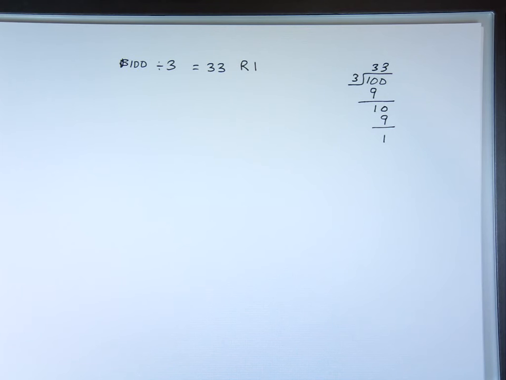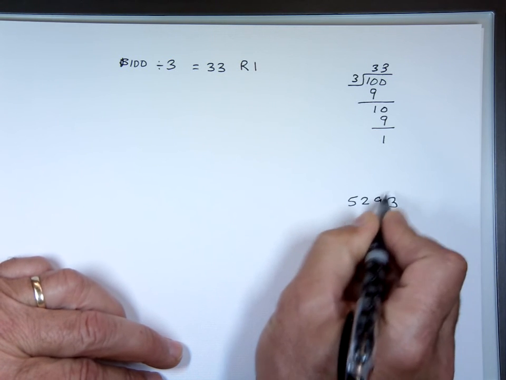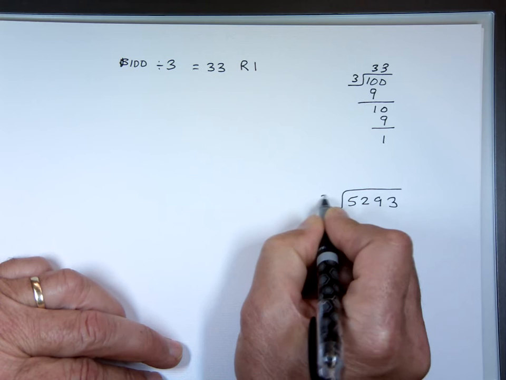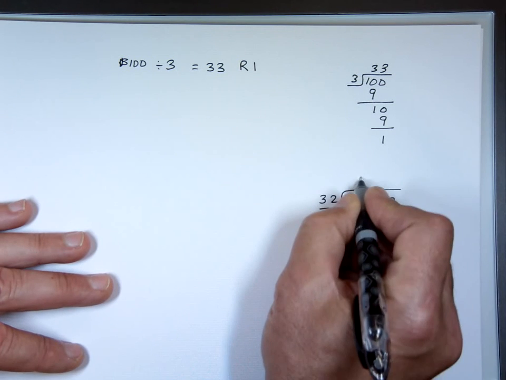So don't be surprised to see some remainders again. 5, 2, 9, 3, and I want to divide that by 32. Is there a remainder, like what's left over? Correct. As long as less than that number, like in this case, less than 32. So let's try the 1. 1 times 32 is 32.